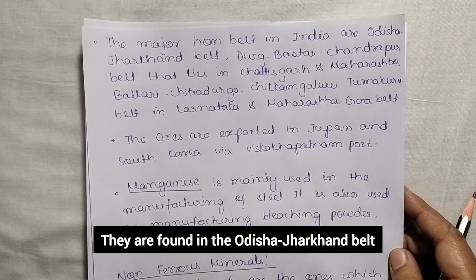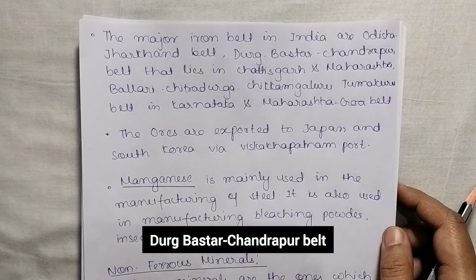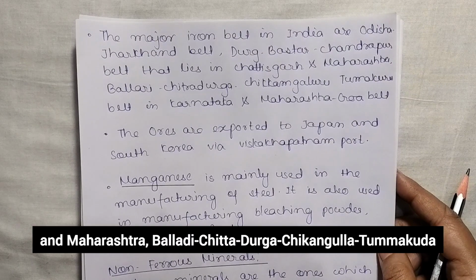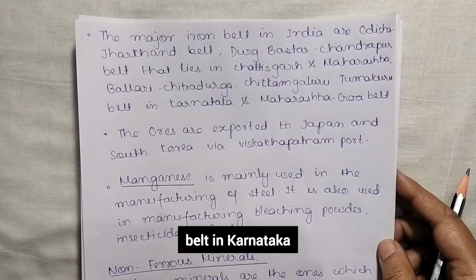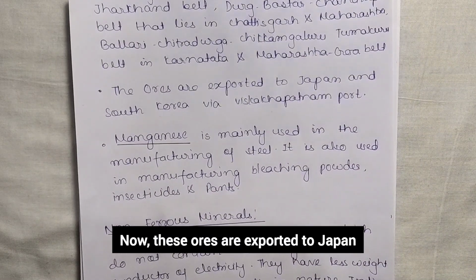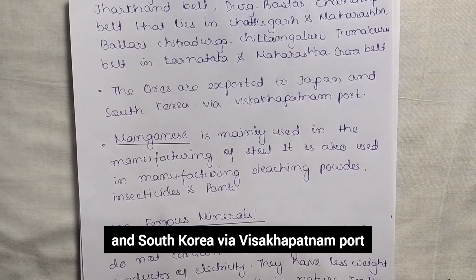They are found in the Odisha-Jharkhand belt, the Durg-Bastar-Chandrapur belt that lies in Chhattisgarh and Maharashtra, the Ballari-Chitradurga-Chikmagalur-Tumakuru belt in Karnataka, and the Maharashtra-Goa belt. Now these ores are exported to Japan and South Korea via Visakhapatnam port.